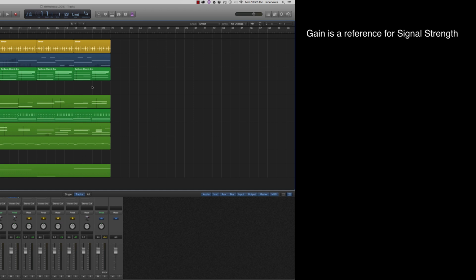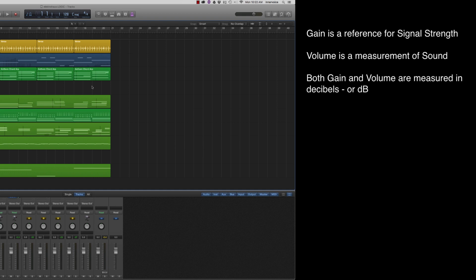Gain is about signal strength and how strong of an audio signal, whether it's analog or digital, is moving through your mixer, your microphones, your preamps, your DAW, your plugins, etc. Volume is just how much air is being moved by speakers or headphones, and they're measured differently. Everything's measured in dB, and this is one of the major points of confusion.